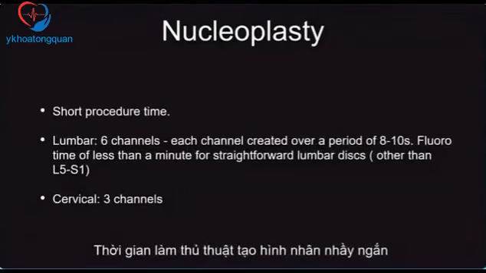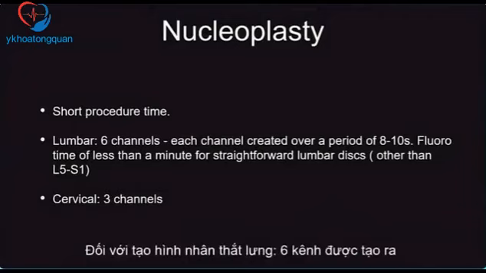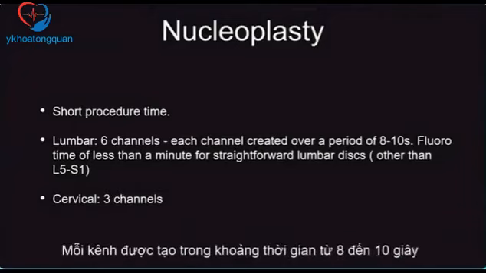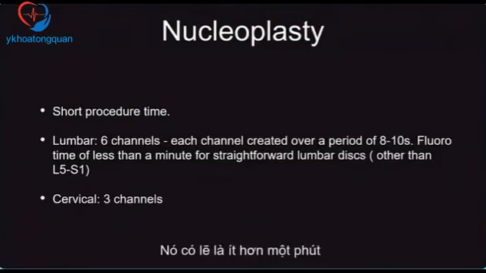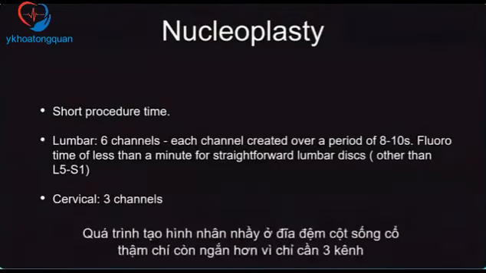The procedure time for nucleoplasty is short. For lumbar nucleoplasties, 6 channels are created. Each channel is created over a period of 8 to 10 seconds. The overall fluoroscopy time required for a nucleoplasty per disc is probably less than a minute for straightforward lumbar discs. The cervical disc nucleoplasties are even shorter because only 3 channels are required.